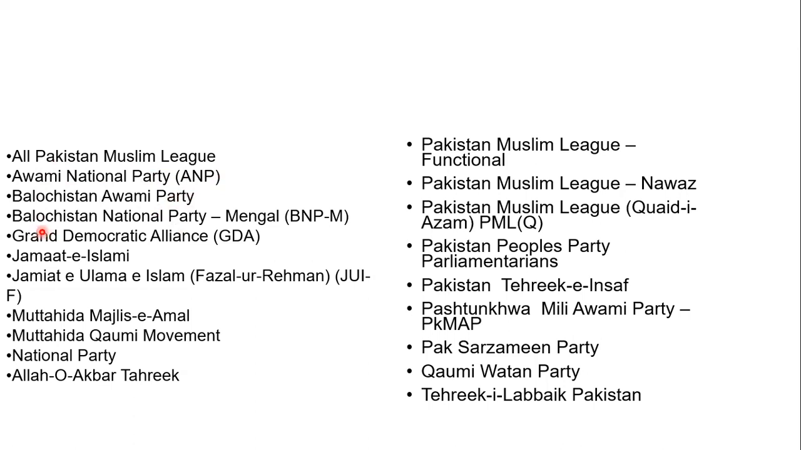Balochistan Awami Party, Balochistan National Party, Mengal Group, Grand Democratic Alliance, Jamaat-e-Islami, Jamiat Ulema-e-Islam Fazlur Rahman group, Muttahida Majlis-e-Amal, Muttahida Qaumi Movement, National Party, Allah-o-Akbar Tehreek, Pakistan Muslim League Functional, Pakistan Muslim League Nawaz, Pakistan Muslim League Quaid-e-Azam. So these are the sub-branches of the Muslim League. Pakistan People's Party Parliamentarians, Pakistan Tehreek-e-Insaf, Pakhtunkhwa Milli Awami Party, Pak Sarzameen Party from Karachi, Qaumi Watan Party, Tehreek-e-Labbaik Pakistan.